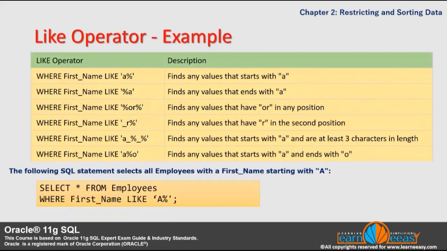Here are some examples showing different like operators with percent and underscore wildcards. One: where first_name like 'a%' finds any values that start with a. Two: where first_name like '%or%' finds any values that have or in any position. Three: where first_name like '_r%' finds any values that have r in the second position. Four: where first_name like 'a_%_%' finds any values that start with a and are at least 3 characters in length. Five: where first_name like 'a%o' finds any values that start with a and end with o.